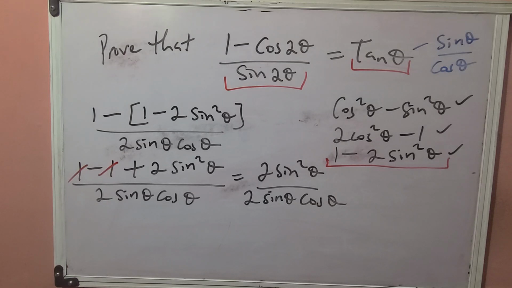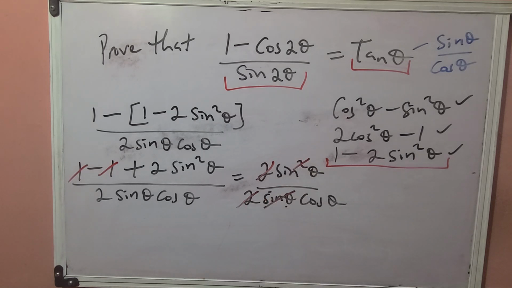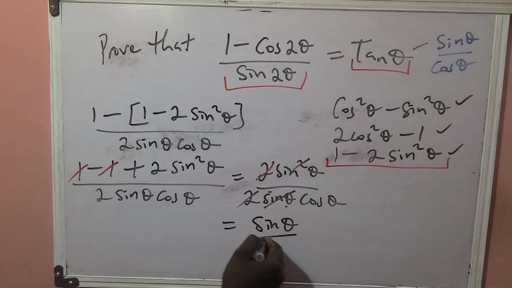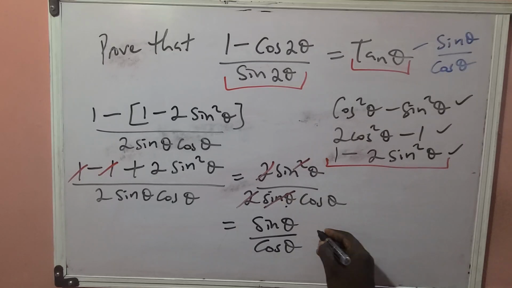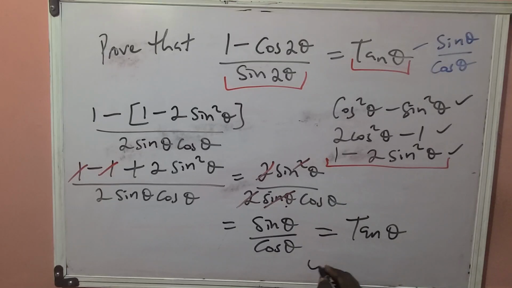From here, I can see that the 2 here cancels this 2, and also the sine theta here will cancel one of them right here. So I'm left with just 1 sine theta over cos theta. You can see that this is quite simple. Sine theta over cos theta is obviously the same thing as tan theta. So I've been able to prove that my left hand side is equal to my right hand side.